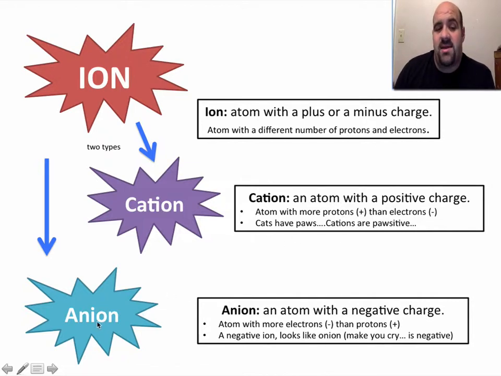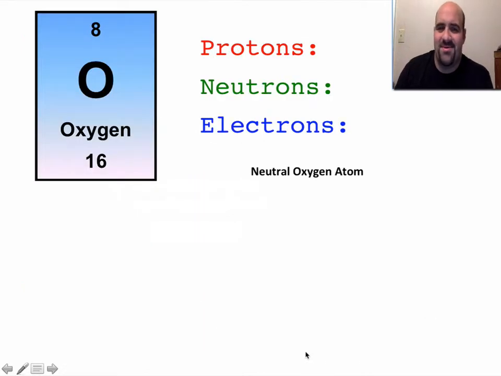And then there's anions. You could think of this like a negative ion. Anions are going to have a negative charge, and that means the atom has more electrons than protons. As one student told me, shout out to Taylor, the word anion looks like the word onion, and onions make you cry, so they must be negative ions. So whatever you got to do to remember it, you do what you got to do.